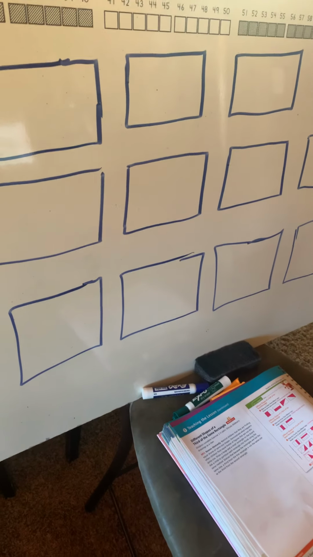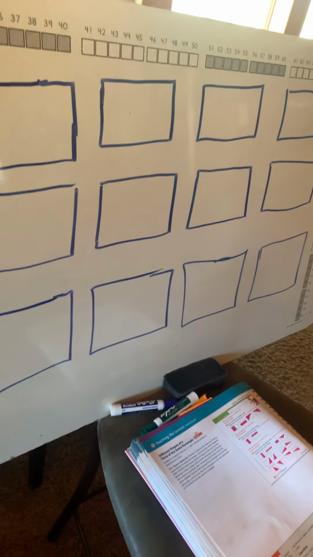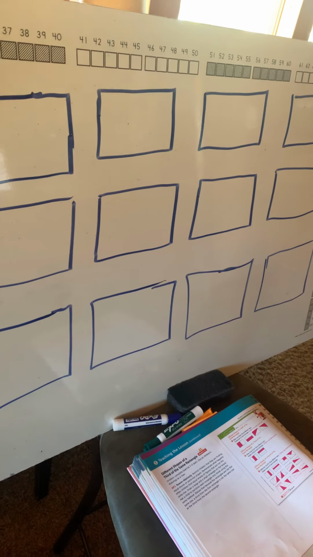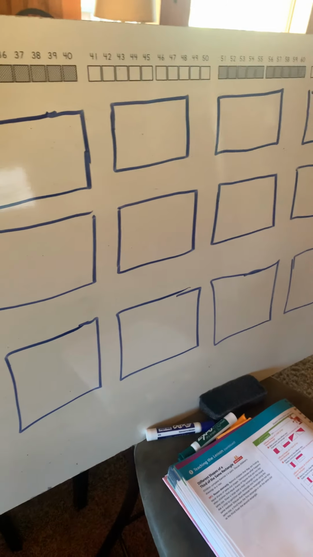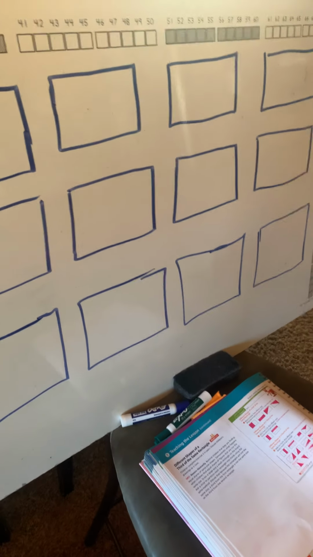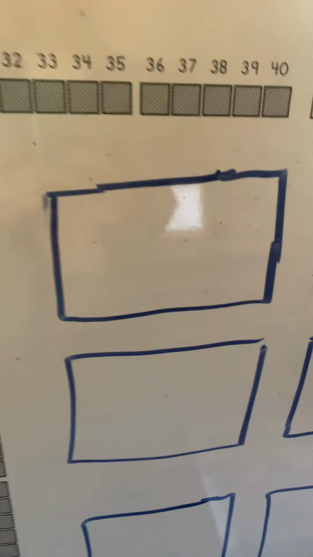All right, second graders, we are going to do lesson 7-2. It is on equal shares, and you can see here I have 12 rectangular shapes. We're going to start by figuring out how we can cut these squares in half, okay? How do we cut them in half?